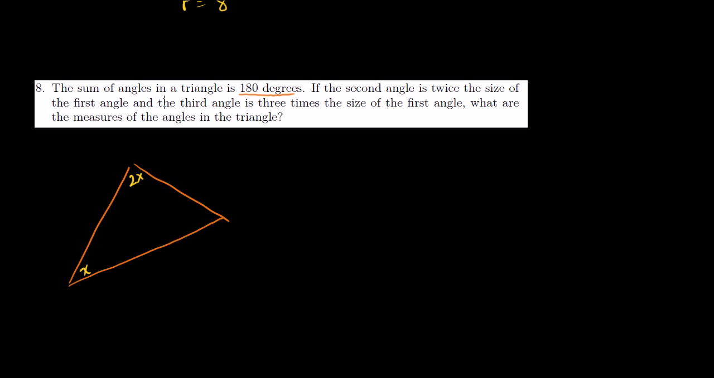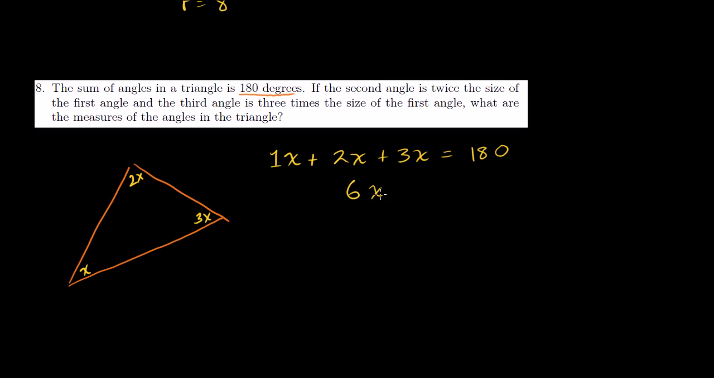That's 2x. And the third angle is 3 times the size of the first angle. So this is the third angle. It's 3 times this one. So that's 3x. What are the measures of the angles in the triangle? Well, they tell us that they all have to add up to 180 degrees. So we get x plus 2x plus 3x has to be equal to 180 degrees. And I could even write this as 1x. Just remember that there's a coefficient there. So 1 of something plus 2 of something plus 3 of something, that's going to be 6 of the somethings. 1 plus 2 plus 3.